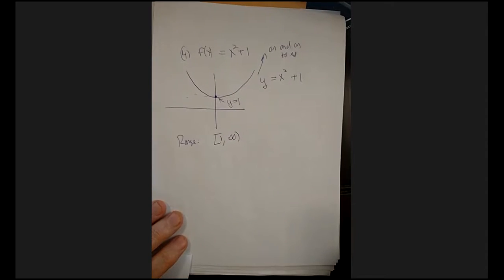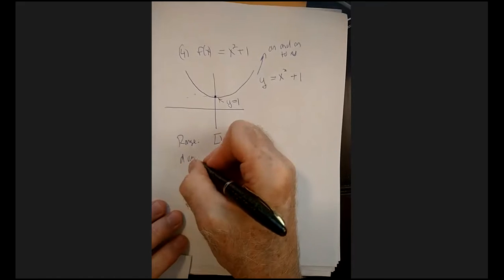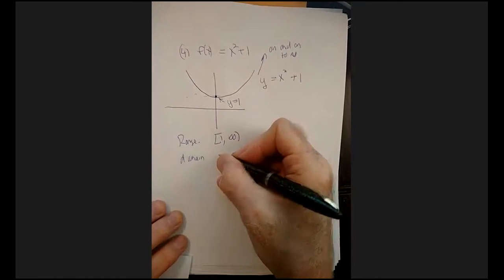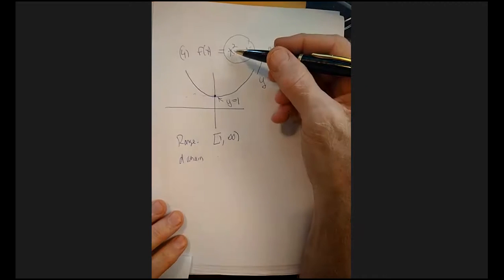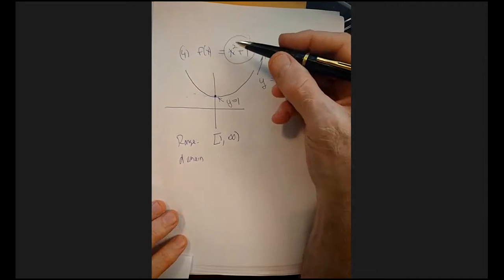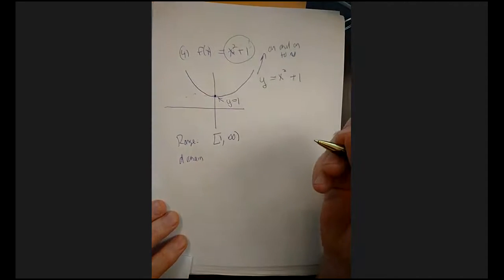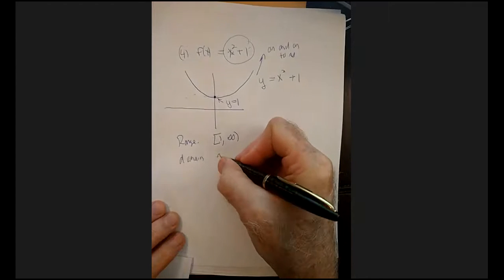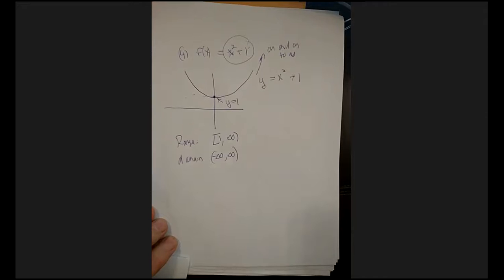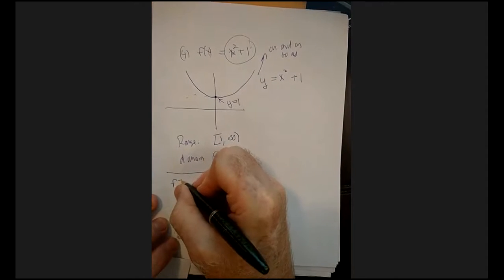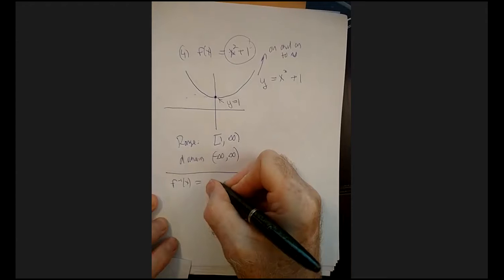And then my domain for f, there's no restrictions on what I can plug in here. Remember, a restriction would be division by 0 or square root of a negative number or something. There's no restrictions. I can plug any x in there and it makes sense. So my domain would be all real numbers, so minus infinity to infinity. Now the inverse, we just saw that the inverse looks like this.